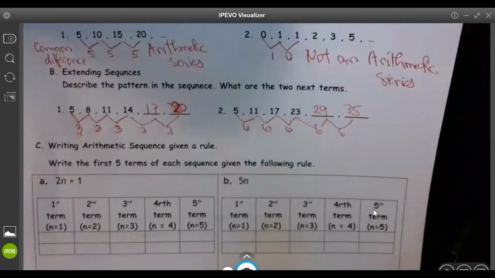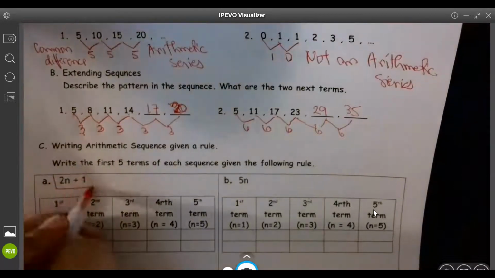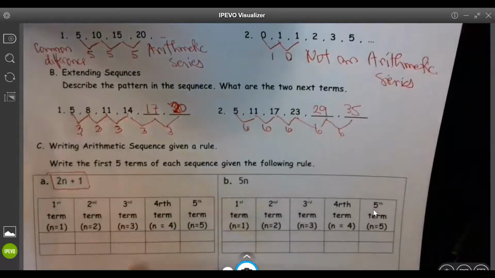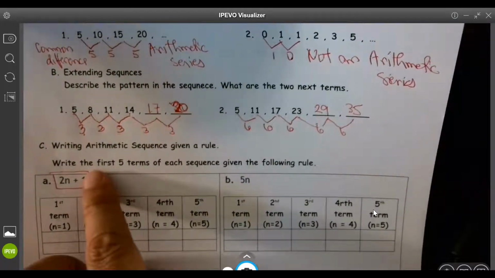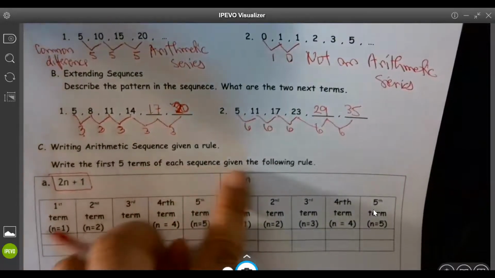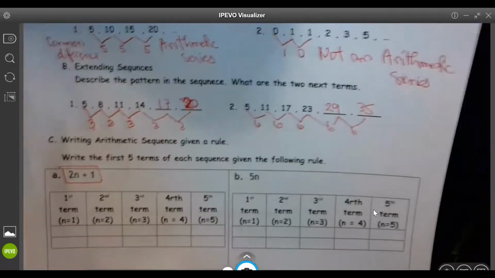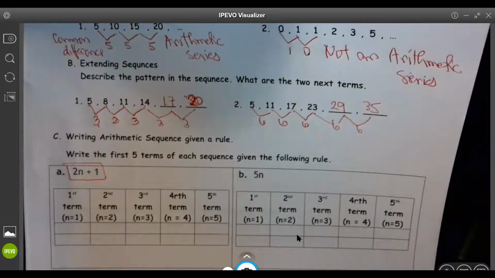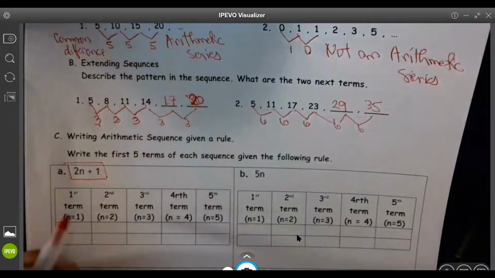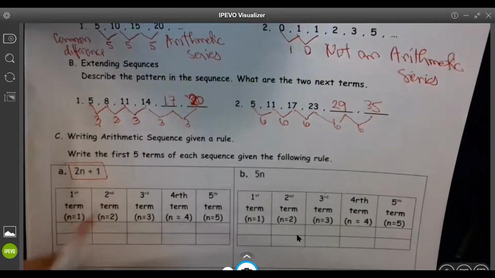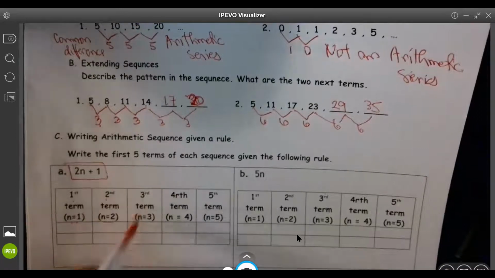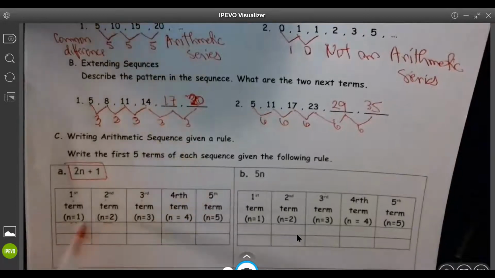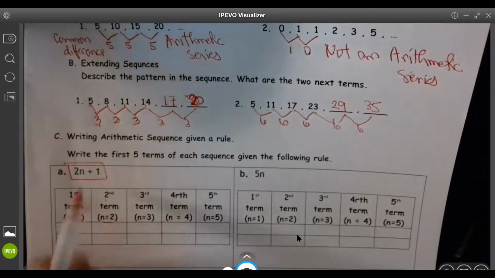Letter C is, given an arithmetic rule, a formula, we're going to list 5 terms to come up with a series. It says here, write the first 5 terms of each sequence given the following rule or formula. For letter A, the rule is 2n plus 1. Here, for the first term, n is 1. Second term, n is 2. Third term, n is 3. Fourth term, n is 4. Fifth term, n is 5. So we just plug these values of n into the formula.